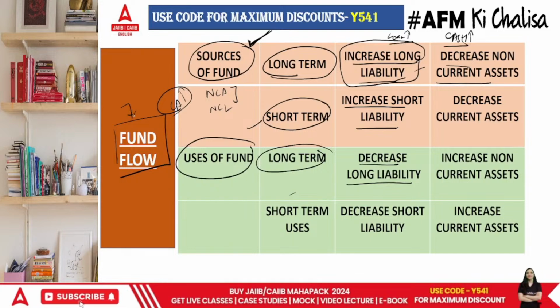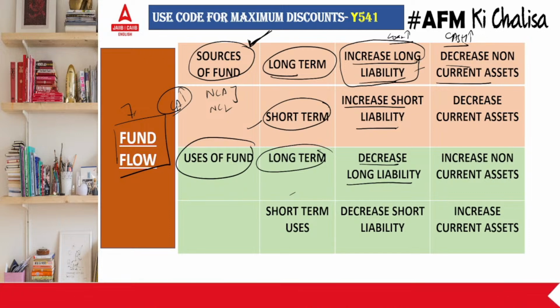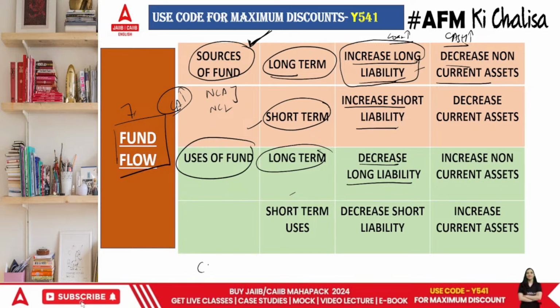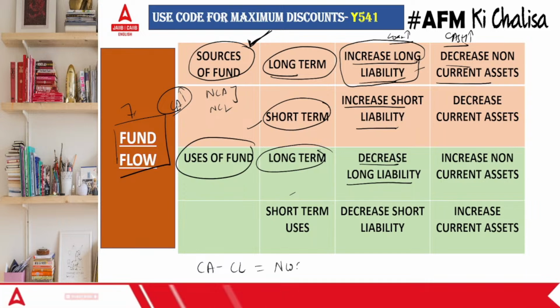One particular element should be long term, one particular element should be short term, only then it is considered under this area. Otherwise, if both are short term, it's current assets minus current liabilities. This is called net working capital.